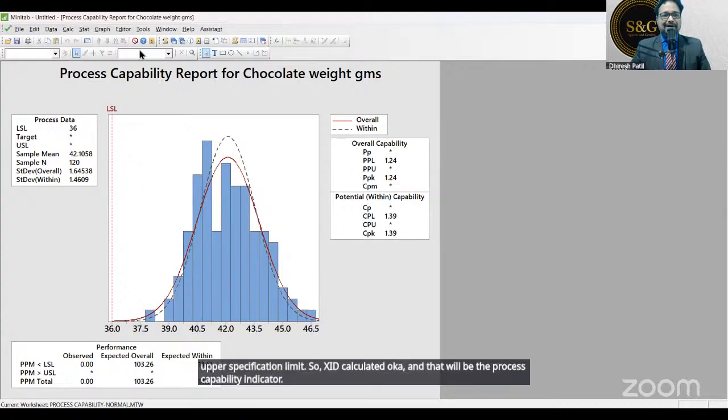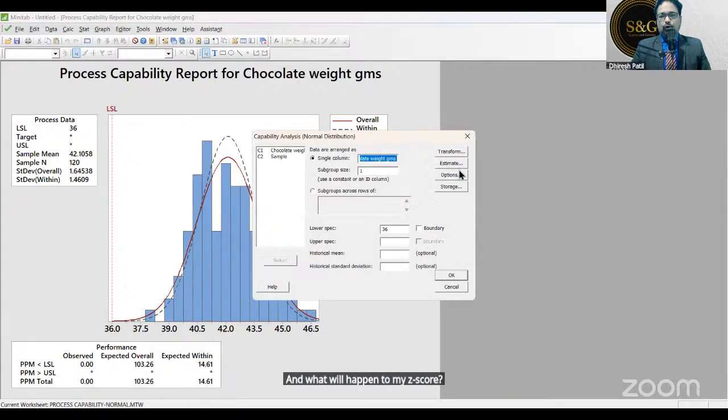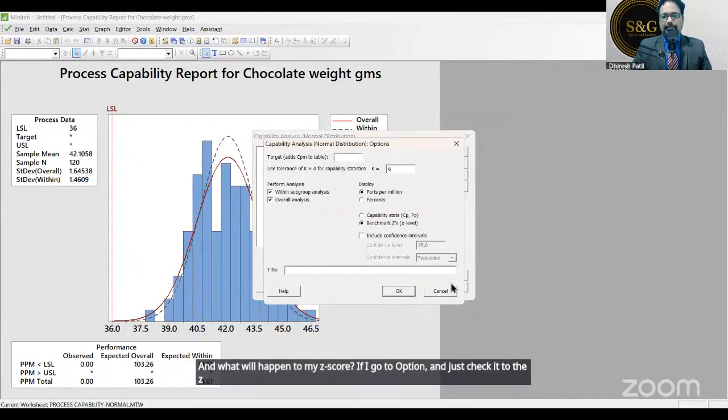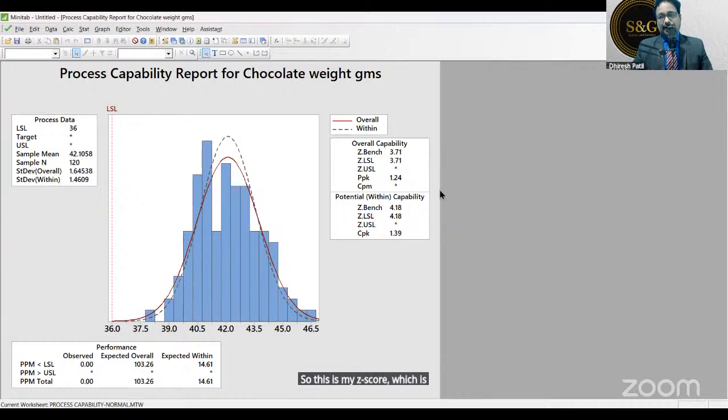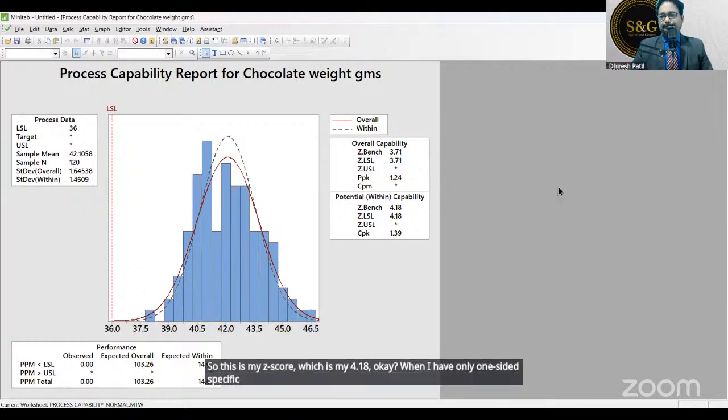And what will happen to my Z score if I go to options and check the Z score? Okay, so this is my Z score, which is 4.18, when I have only one-sided specification.